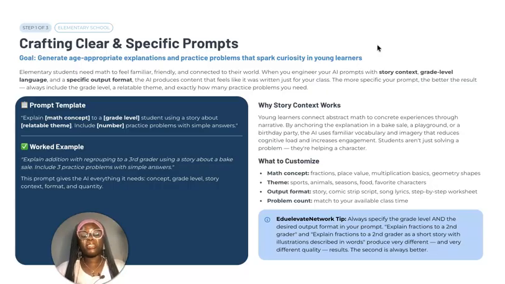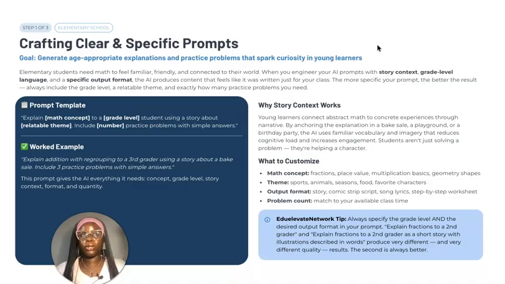Okay, so a worked example: explain addition. Now, addition is the math concept, the one that is tied to your objective. With regrouping to a third grader using a story about a bake sale, include 3 practice problems with simple answers. We have replaced the grade level, the theme, and we have put the number of practice problems that we want the students to attempt. So this prompt gives the AI everything it needs: concept, grade level, story, context, format, and quantity. It's summarized in a framework we at EduElevate Network call: you give it the role, give it context, give it specificity, and output format. Okay?